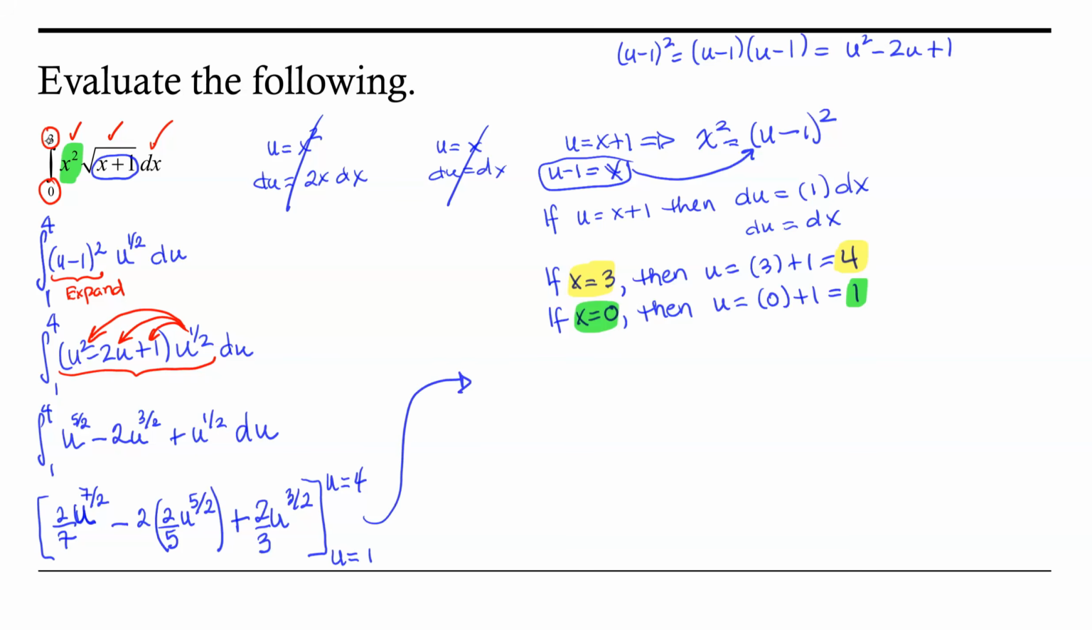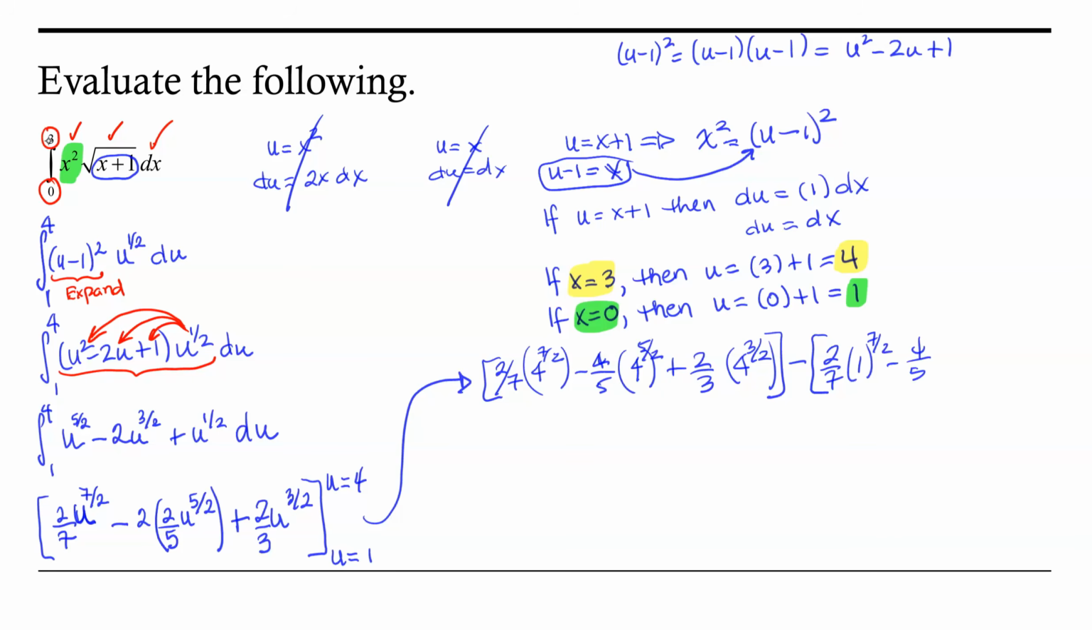So bringing that up over here, we have 2/7 times 4 to the 7/2 minus 4/5 times 4 to the 5/2 plus 2/3 times 4 to the 3/2 minus, now substituting in the 1, our lower limit, 2/7 times 1 to the 7/2 minus 4/5 times 1 to the 5/2 plus 2/3 times 1 to the 3/2.